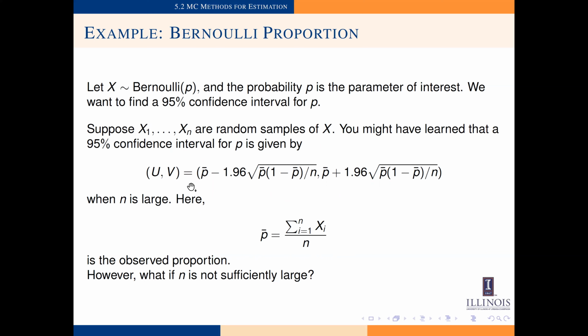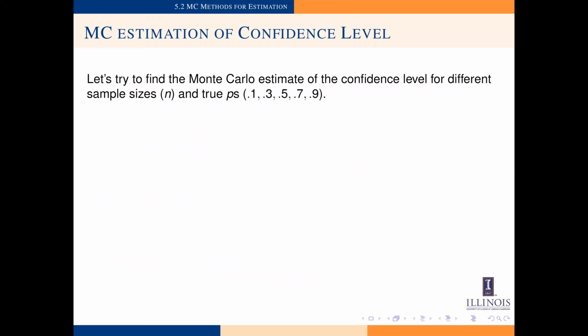If we obtain this confidence interval, what is going to be the true confidence level that is associated with the confidence interval? In other words, if n is not very large, then what is the probability that this interval actually covers the true p? Let's try to find the Monte Carlo estimate of the confidence level for different sample sizes and different true p's. We'll try the probability of success between 0.1 and 0.9. So 0.1, 0.3, 0.5, 0.7, and 0.9.